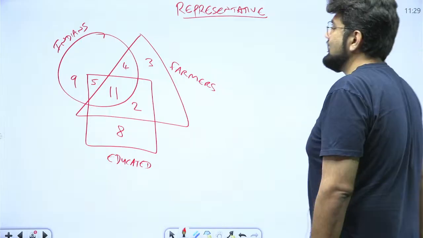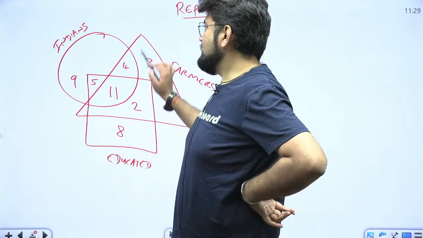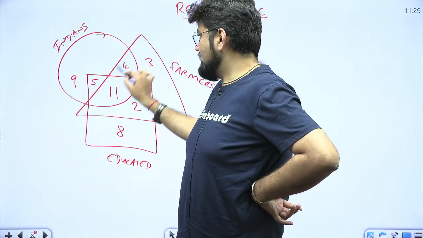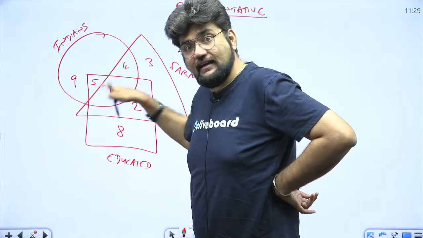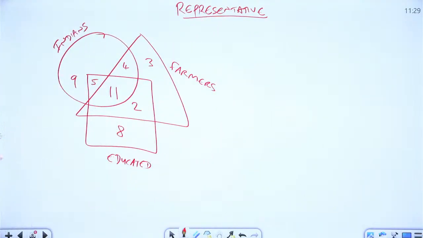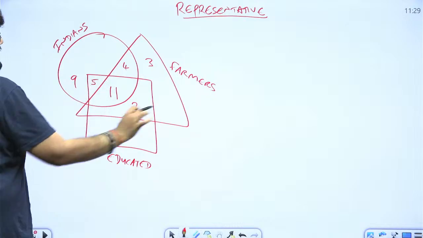See, when I say Indian farmers are educated, Indians means they have to be in the circle. Farmers means they have to be in the triangle. Educated means they have to be in the square. So, they have to be in all three together to give me my answer. So, they have to be in the circle also, triangle also and square also.